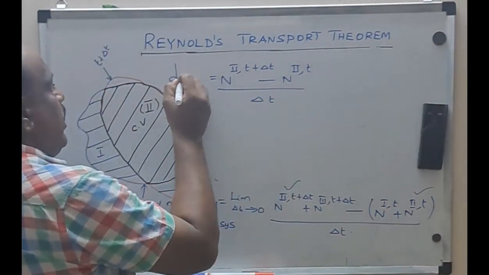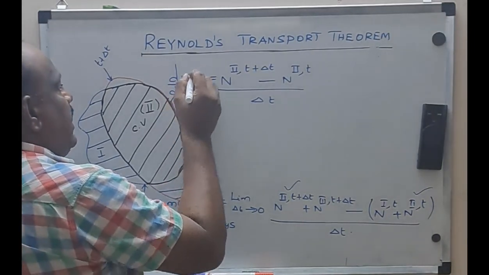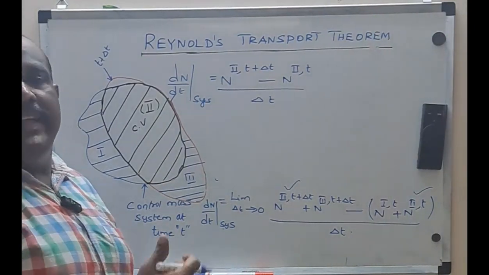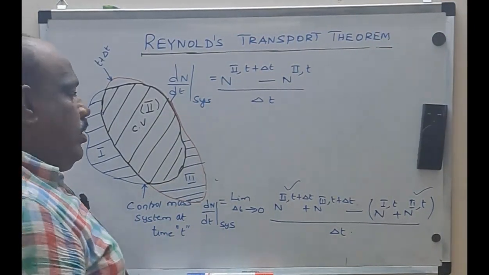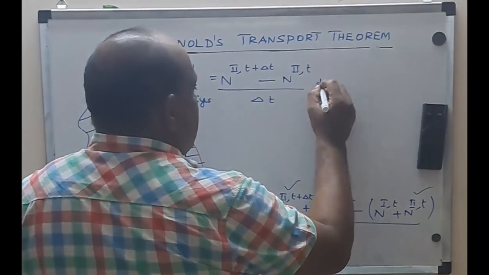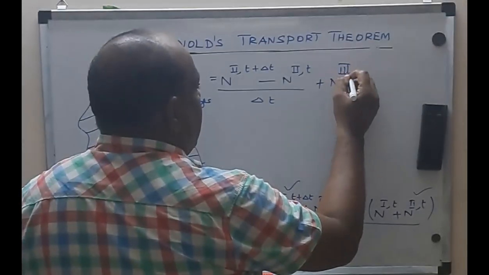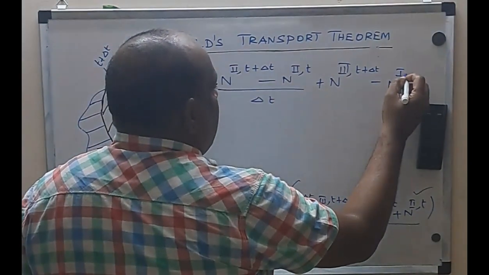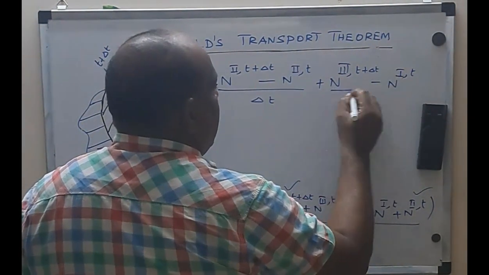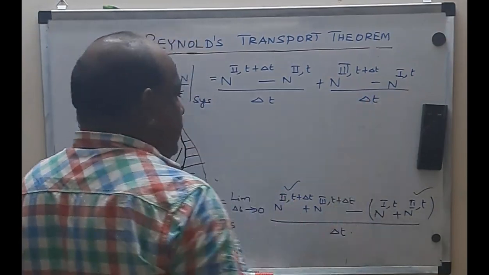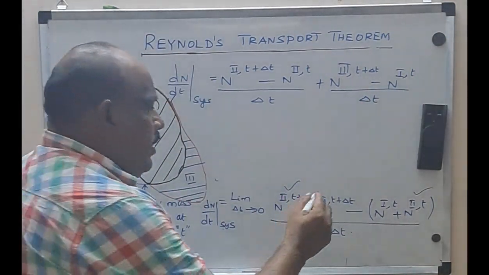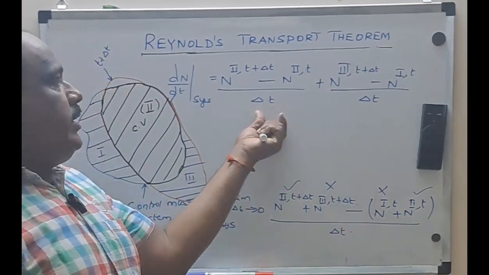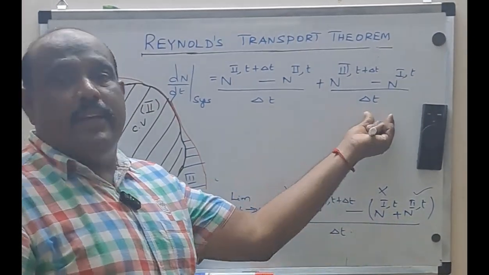What on the left hand side? Don't forget the left hand side is dN by dt of the system, the control system or the fixed mass system, and it's going to move from t to t plus delta t. The remaining terms we can write as plus N of 3 comma t plus delta t minus N of 1 comma t, by delta t. So I just rearranged it. First I have taken 1 and 4 and written here. Then I have taken 2 and 3 and written here. That's it.